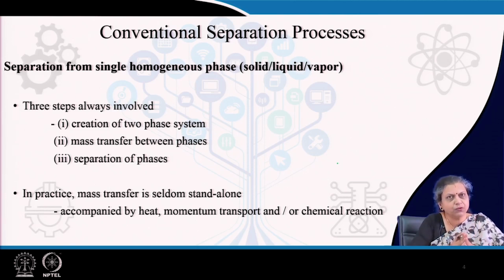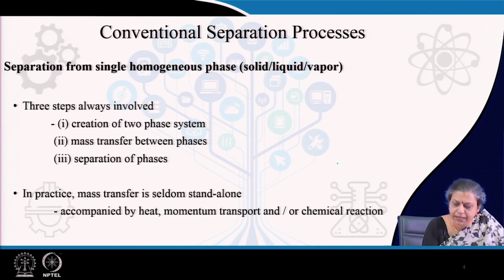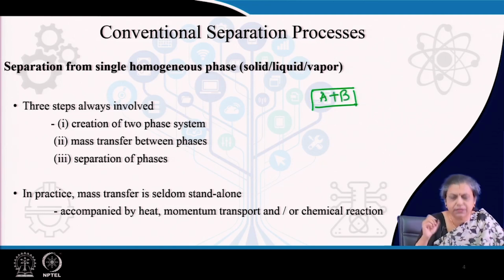Now, suppose we have a homogeneous system, say one particular mixture which comprises, for example, a binary mixture of A and B, and it is homogeneous. Now I would like to separate B from A: either I would like to purify A, or I would like to recover B from the mixture of A and B. So, what do I do in order to achieve this?